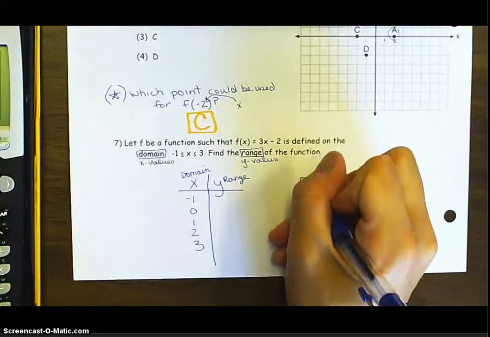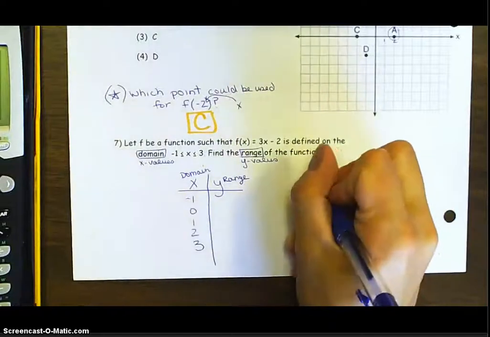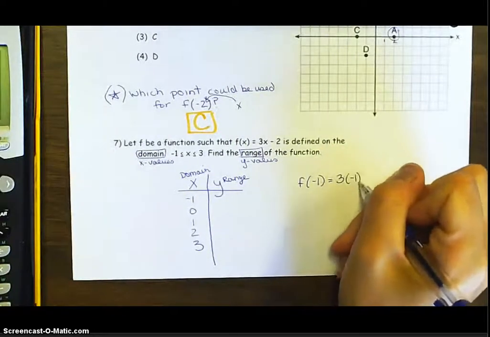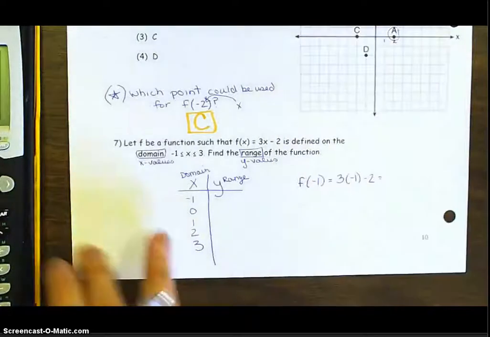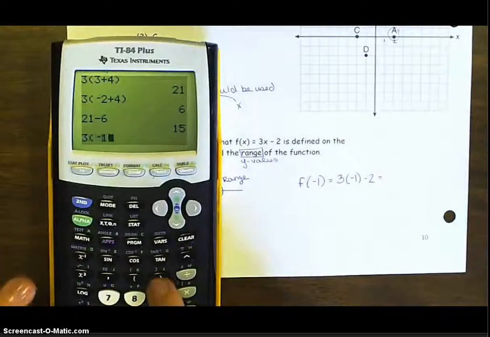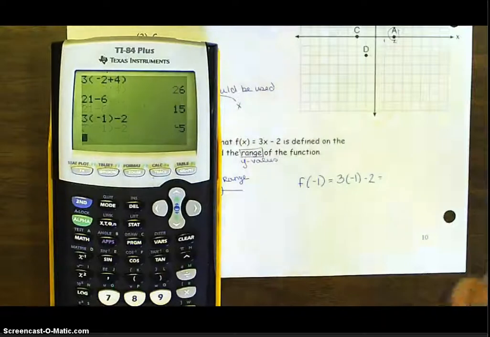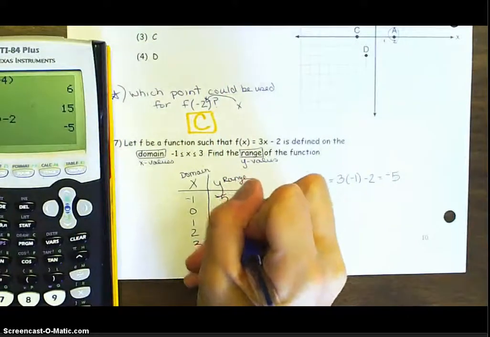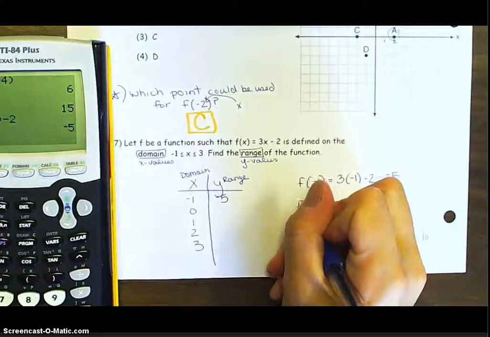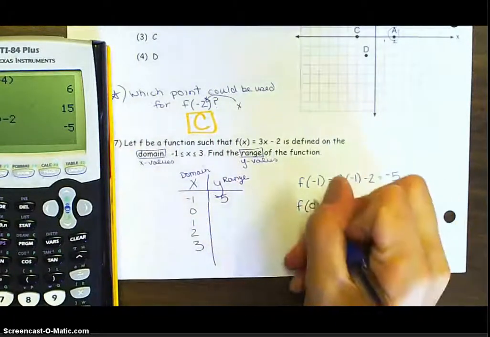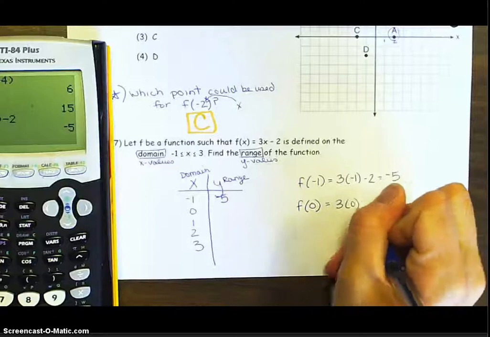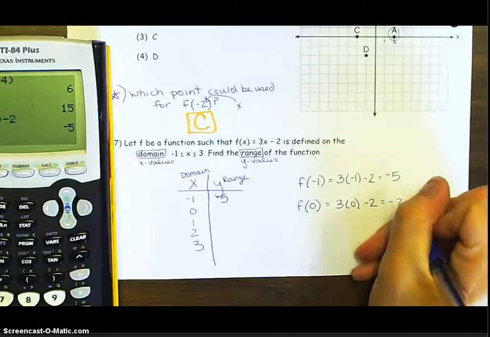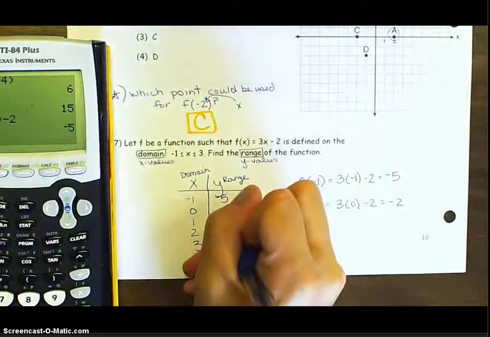Okay, so the first one we're going to do is f, our first x is negative 1. So we're going to go ahead and plug this in. So 3 times negative 1 minus 2. Let's go ahead and check it out. So 3 times negative 1 minus 2. And we're going to get negative 5. So my first range is negative 5. Now to find the second one, now I'm going to input a 0. So 3 times 0 minus 2 is equal to, so 3 times 0 is 0, minus 2, negative 2. So my next one is negative 2.